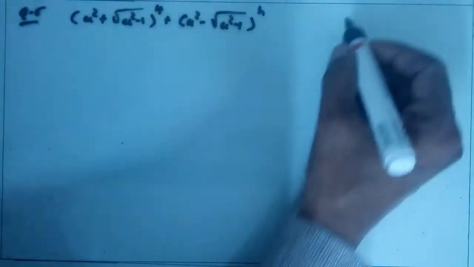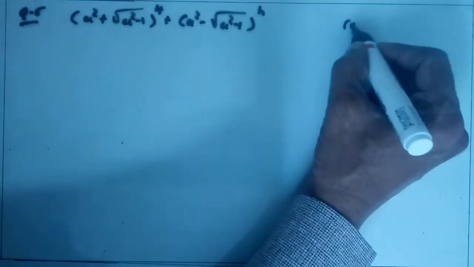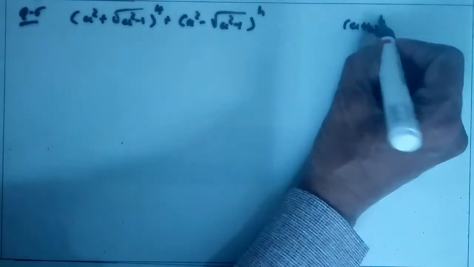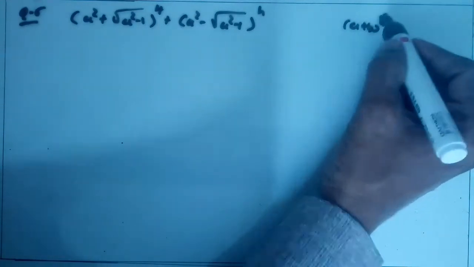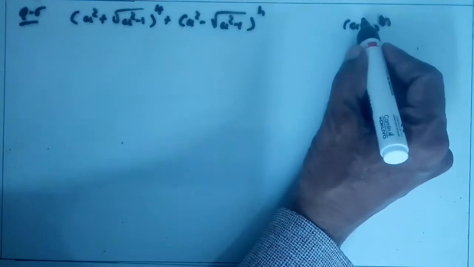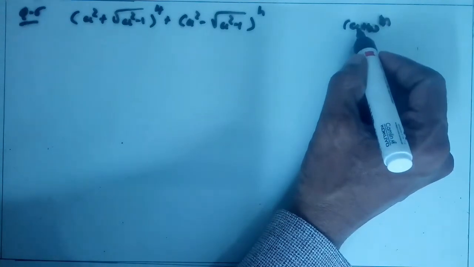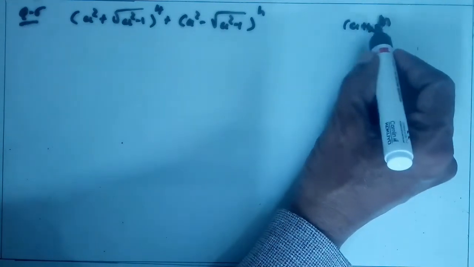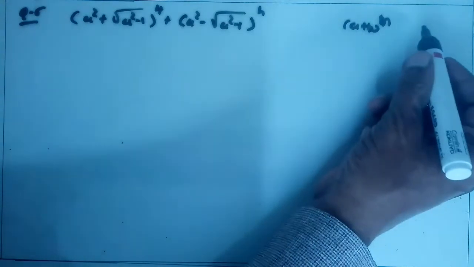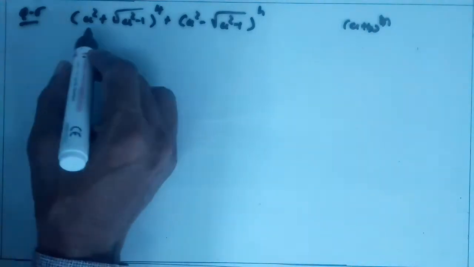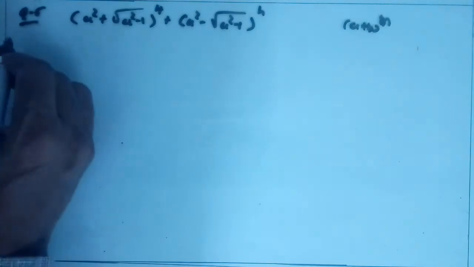We know that binomial expansion (a + b)ⁿ = nC0 aⁿ + nC1 aⁿ⁻¹ b¹ plus up to the last term nCn bⁿ. Same we apply for these two terms.